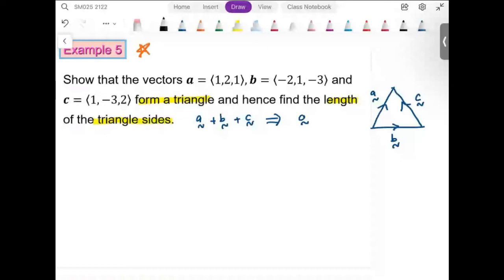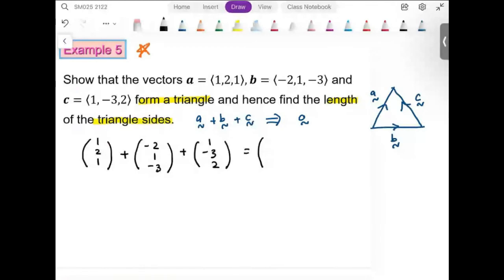Kita tambahkan 3 vektor tu. Vektor A is 1, 2, 1. Plus vector B, negative 2, 1, negative 3. Plus vector C, 1, negative 3, 2. And then check, tambahkan satu-satu. In this case, we gonna get 0, 0, 0. Okay. Bila dapat je 0 vector, awak terus boleh buat conclusion. So, A, B, and C forming a triangle.